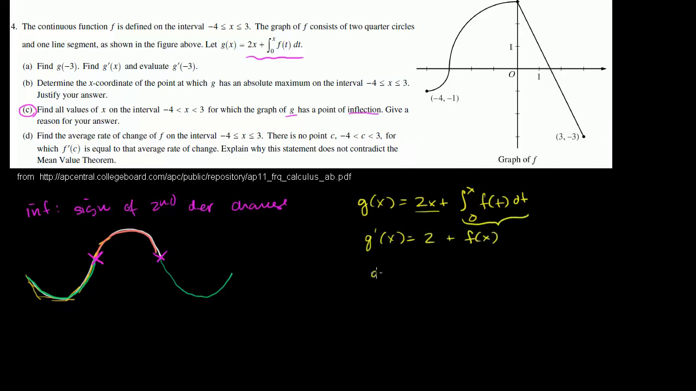And if we have the second derivative, g double prime of x, this is equal to the derivative of 2, which is just 0, plus the derivative of f of x, which is f prime of x. So asking where our second derivative has a sign change is equivalent to asking where the first derivative of f has a sign change. And asking where the first derivative of f has a sign change is equivalent to saying where does the slope of f have a sign change? You could view this as the instantaneous slope of f. So we want to know when the slope of f has a sign change.